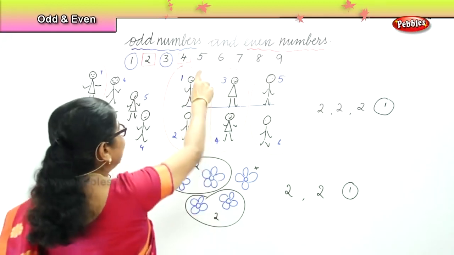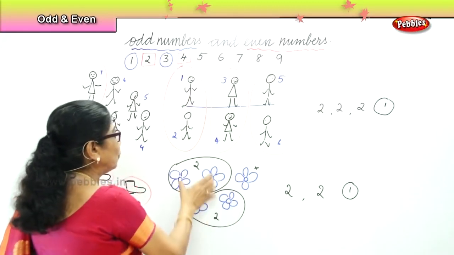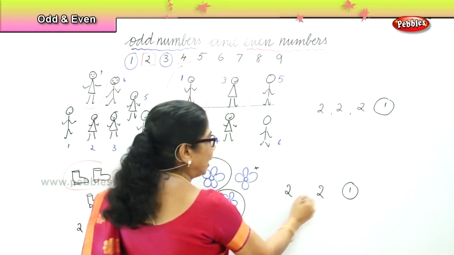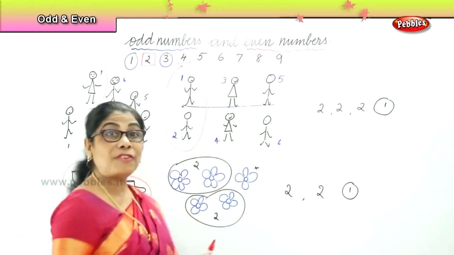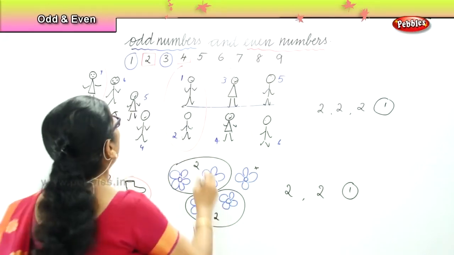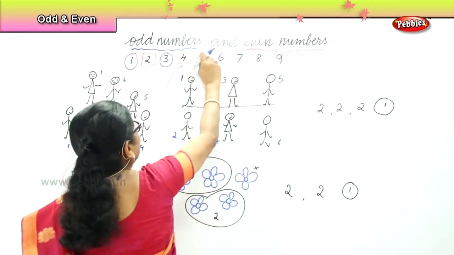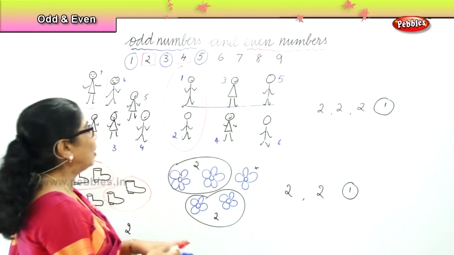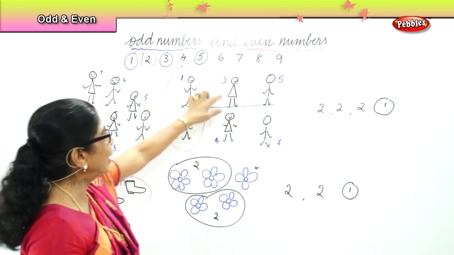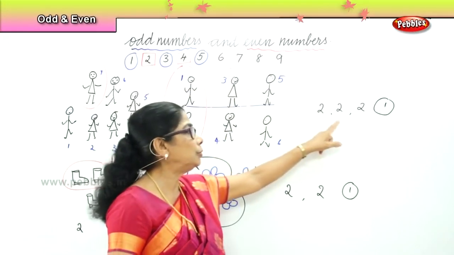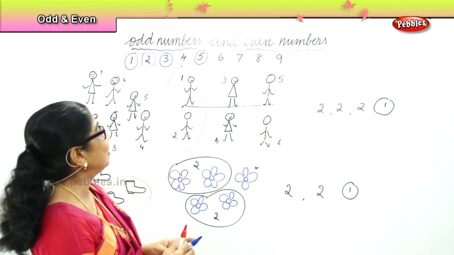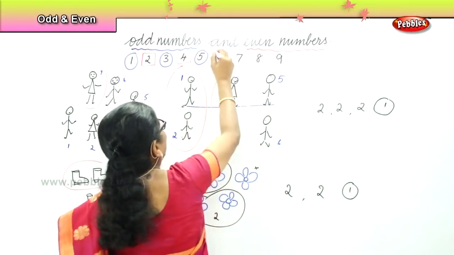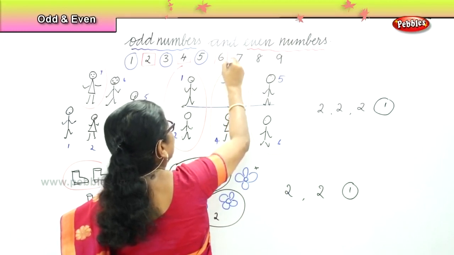Now let's look at 5. 1, 2, 3, 4, 5. 2 and 2 and 1 left out. Therefore 5 is an odd number. So I circle it. Then 6. Here we have 1 and 2, 1 and 2, 1 and 2. So 2, 2, 2. 6 definitely is an even number. It can be squared up.